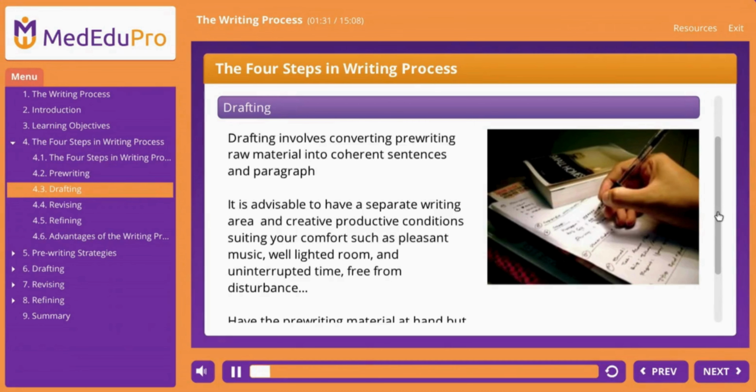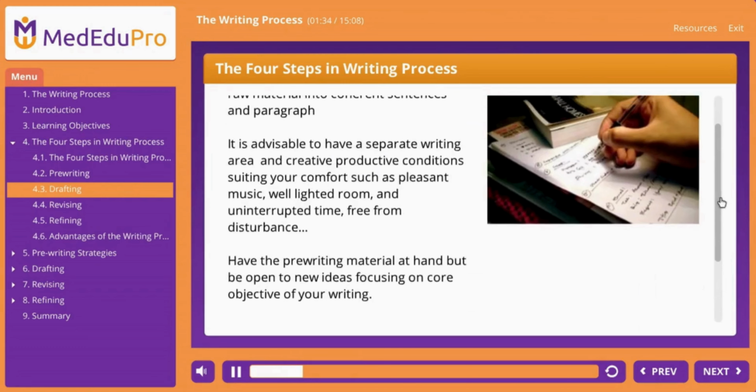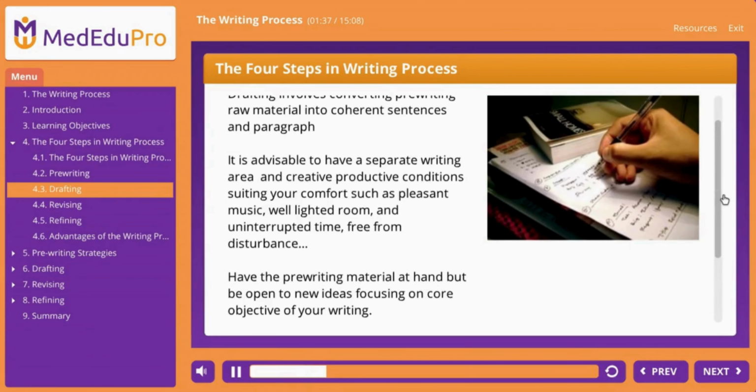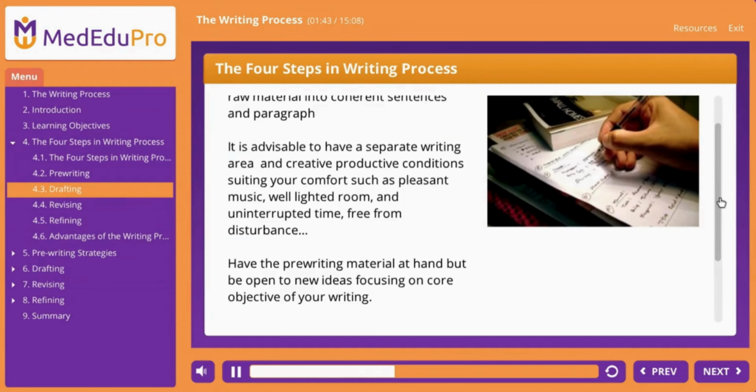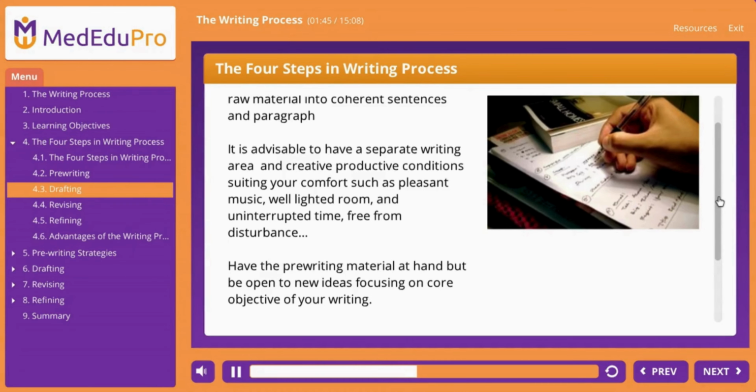Drafting. Drafting involves converting pre-writing raw material into coherent sentences and paragraphs. It is advisable to have a separate writing area and creative, productive conditions suiting your comforts, such as pleasant music, a well-lighted room, and uninterrupted time, free from disturbance. Have the pre-writing material at hand but be open to new ideas, focusing on the core objective of your writing.